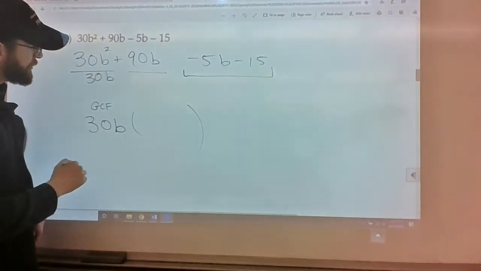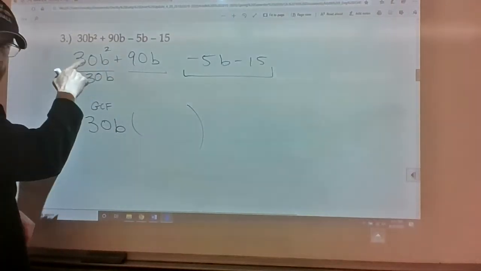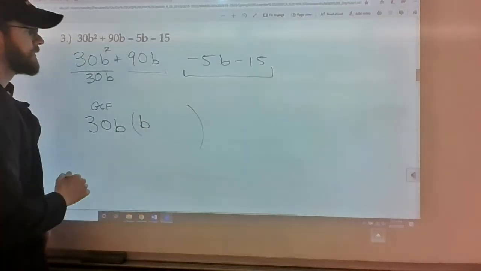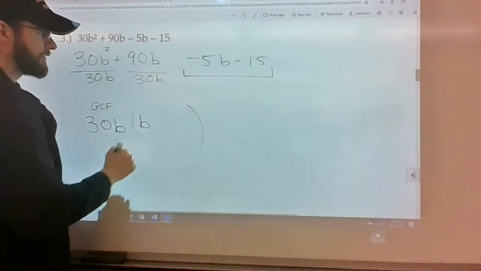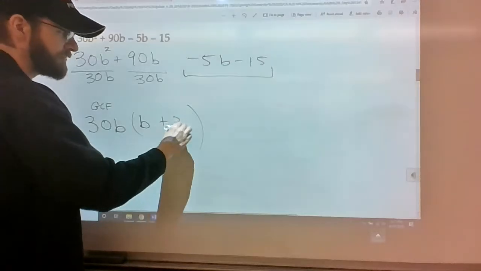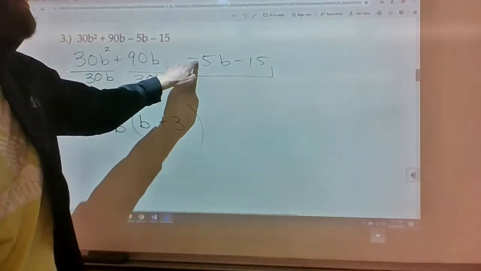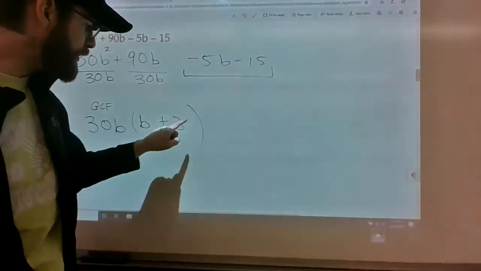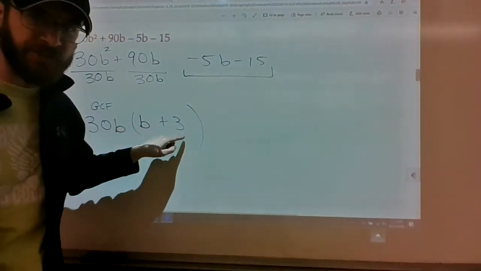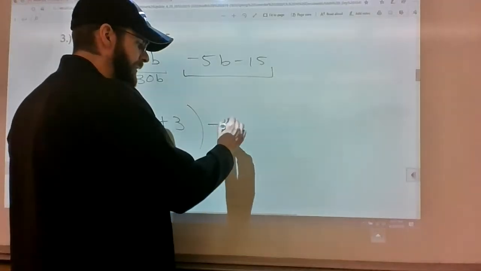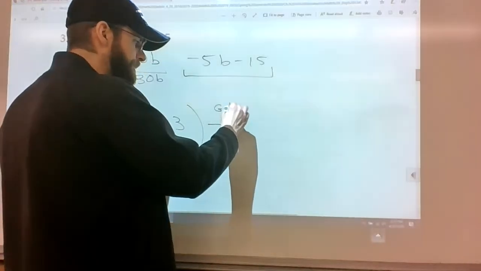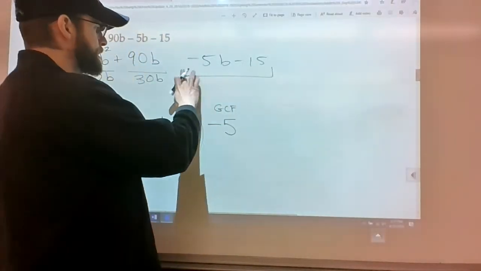The leftovers are going to be whatever you obtain by dividing by the GCF. So if I divide that by 30b, I'm going to get 1b. Take this divided by 30b. The b's cancel, and you're left with positive 3. Over here, it's clear we have to take out the negative in order to create a positive b plus 3 in its leftovers. So I'm going to take out the negative 5 right away for my GCF.